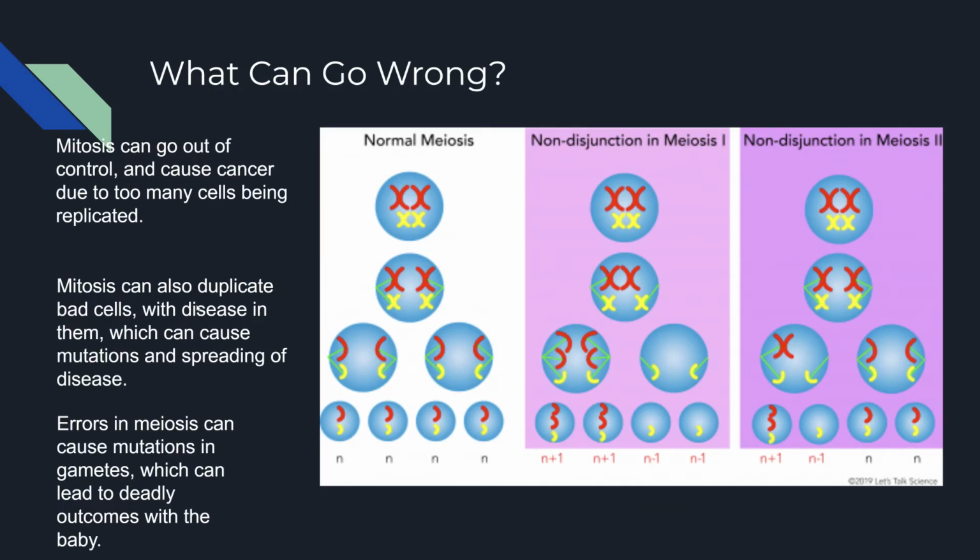What could possibly go wrong? Mitosis can go out of control and cause cancer due to too many cells being replicated. Mitosis can also duplicate bad cells with disease in them, which can cause mutations and spreading of disease. Errors in meiosis can cause mutations in gametes, which can lead to deadly outcomes for the baby.